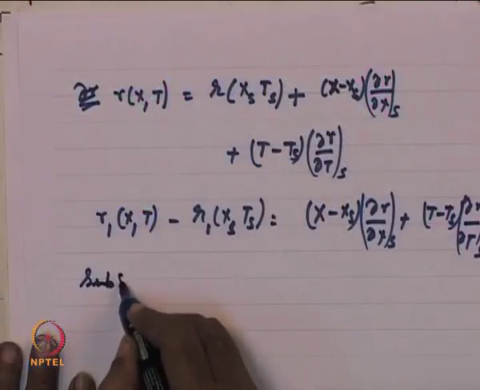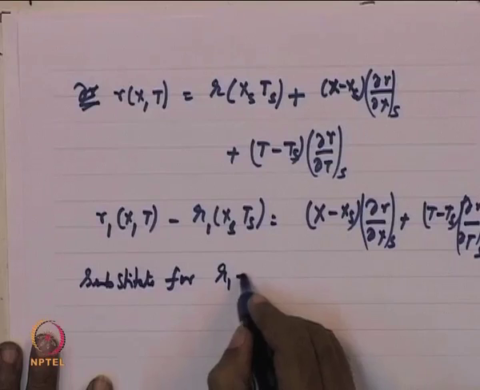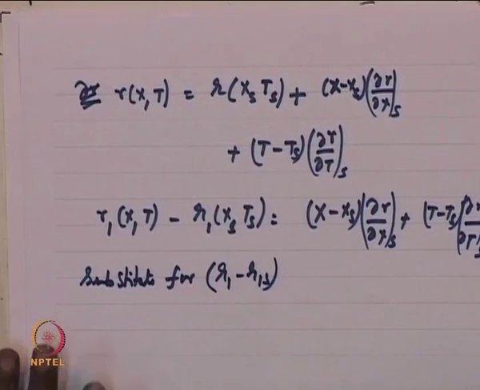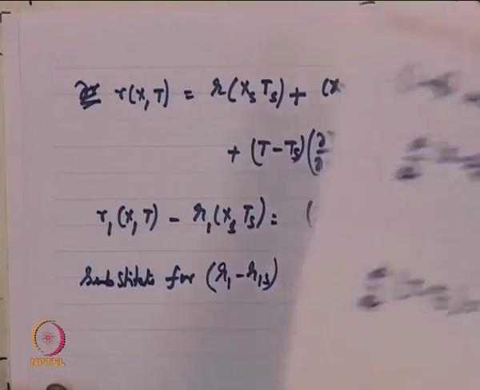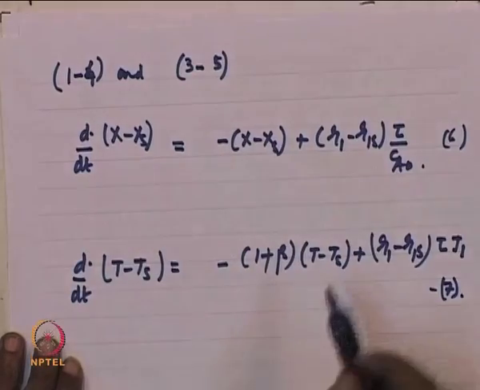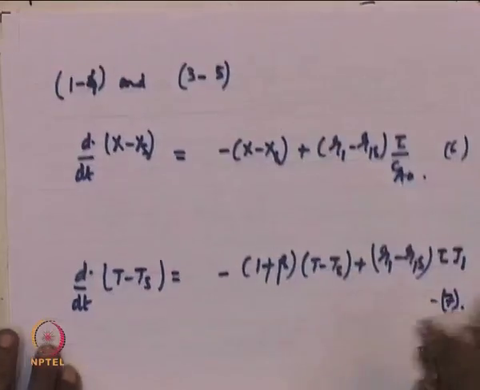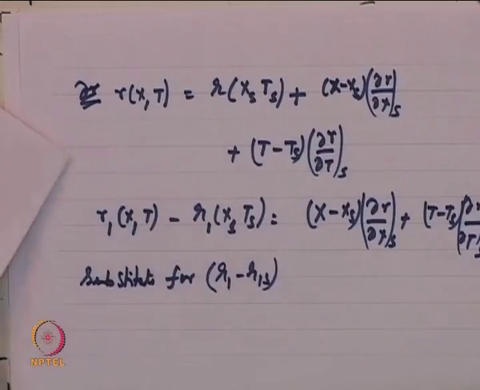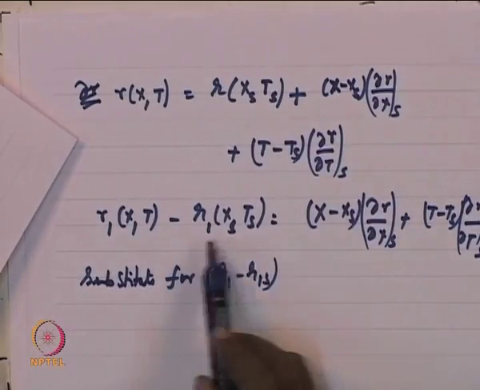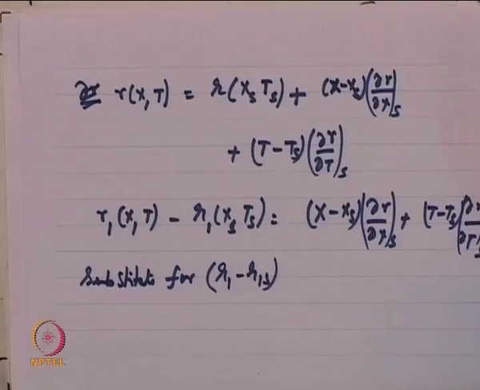So, now we can substitute for R 1 minus R 1 s in our equations. We notice that our steady state equation, the deviations from steady state, are given by two equations, 6 and 7, where R 1 minus R 1 s is occurring. Therefore, using the relationship that we have derived just now, that R 1 at x, t minus R 1 at x s, t s is given by x minus x s times del R by del x plus t minus t s times del R by del t, we can use that and take it forward.